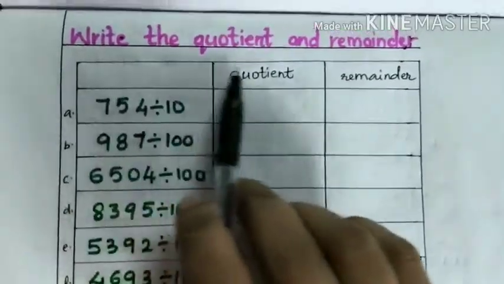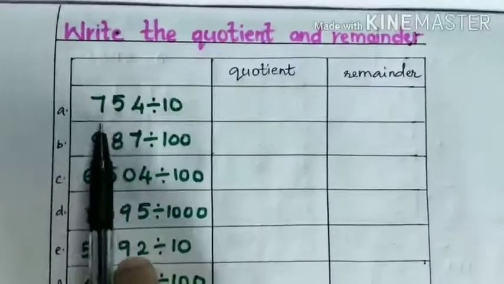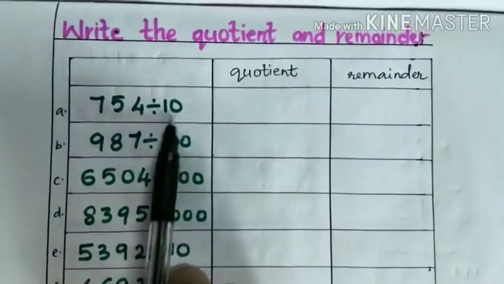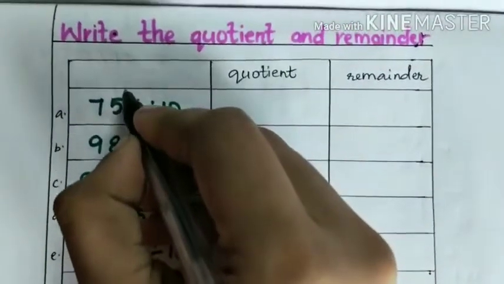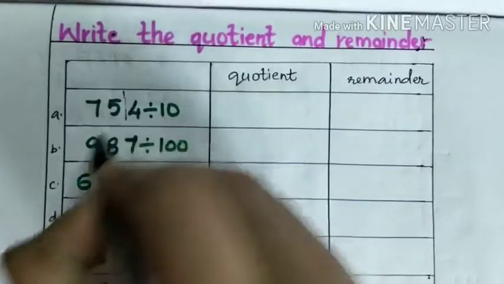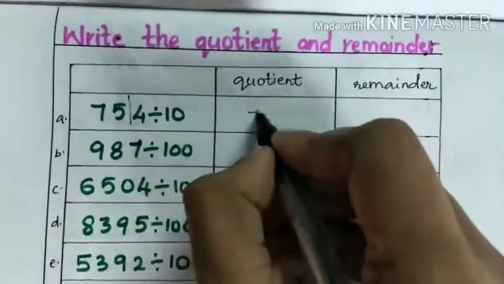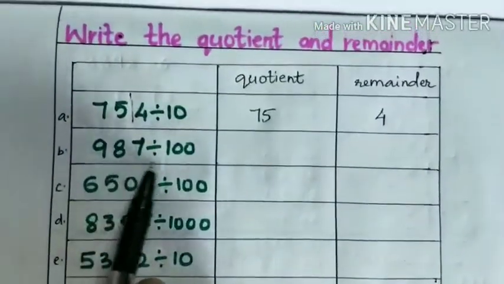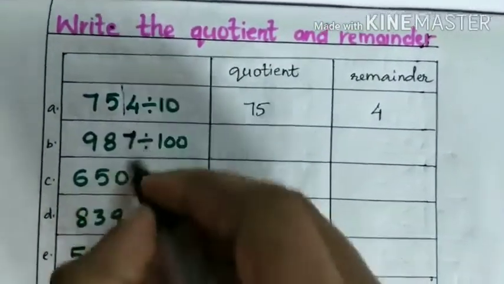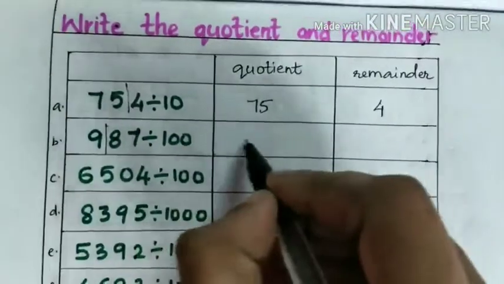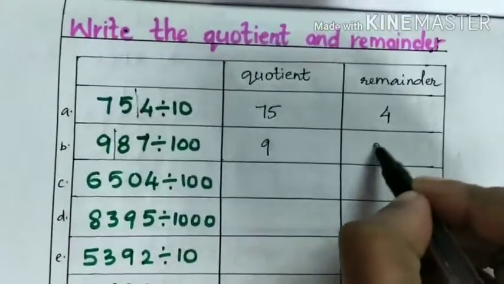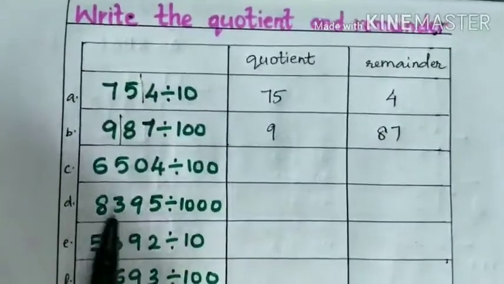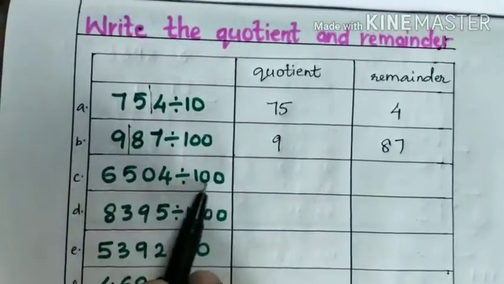Write the quotient and remainder. 754 divided by 10. From right, leave one place and separate the number. First part 75 quotient, 4 remainder. 987 divided by 100. From right, separate the digits leaving 2 places. 9 quotient, 87 remainder.